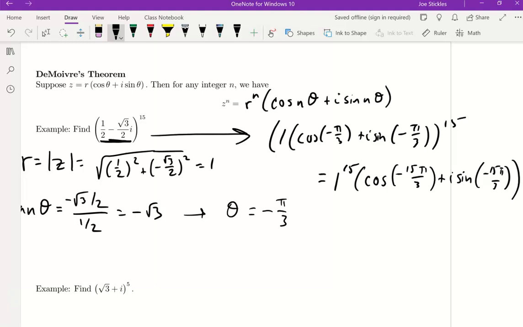So again, de Moivre's theorem says take the exponent and raise the r value to that same exponent. So that is 1 to the 15th. And like I said, what are we going to get when we do that? 1. Take your 15 and multiply it by each of your arguments. So we get negative 15 pi over 3 for each of them. Well, the 15 pi over 3 simplifies down to 5 pi. So we get negative 5 pi for each of them.